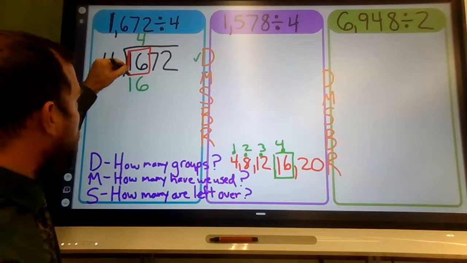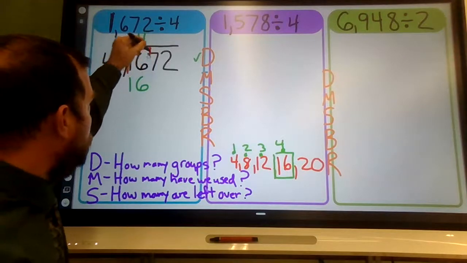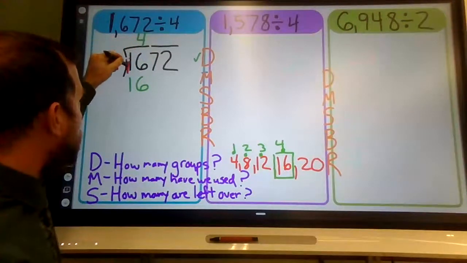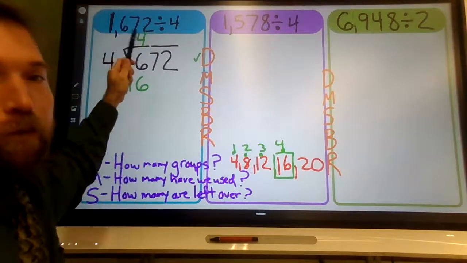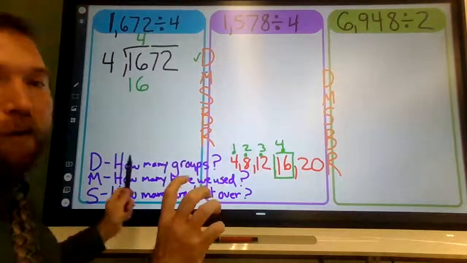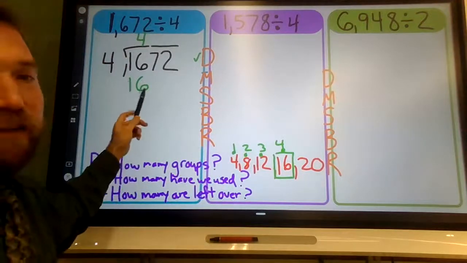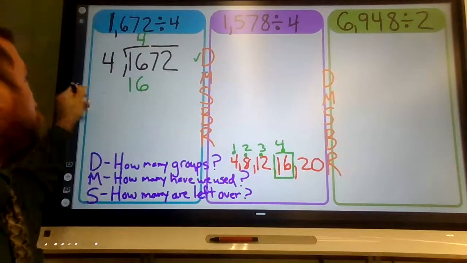Again, here it was exactly the same. Sometimes it isn't, and I'll do some that are like that in a minute. So how many groups? We made 4 groups, always on top. How many have we already used? It goes underneath. We used all 16 of the students.